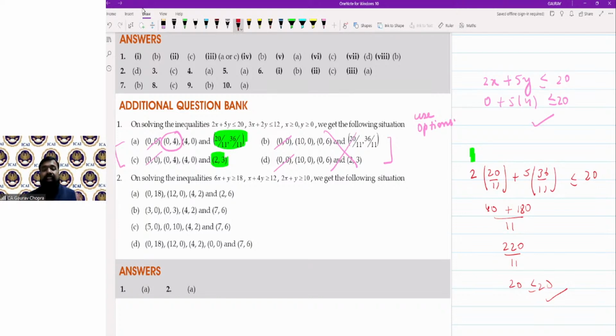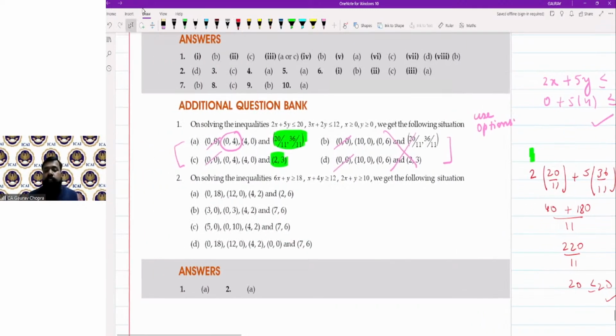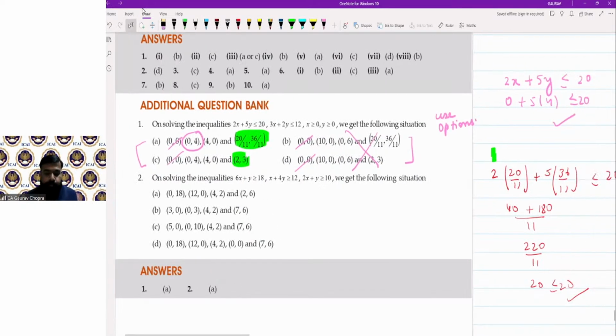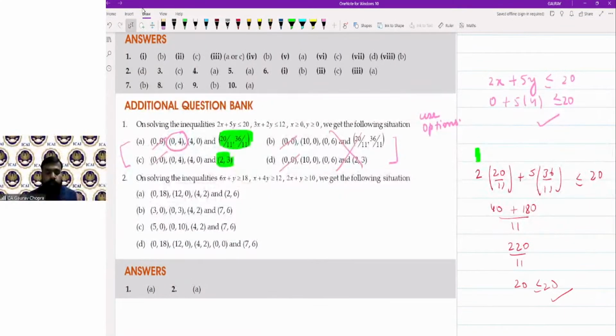So the option that satisfies all the equations will be correct. One by one you have to check all of them and then conclude which one is satisfying all. Okay, so from this you can tick option number A. Now the same applies to question number 2. Accordingly, you can try the options and select the answer.